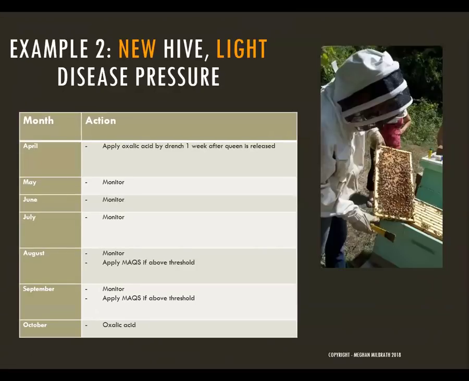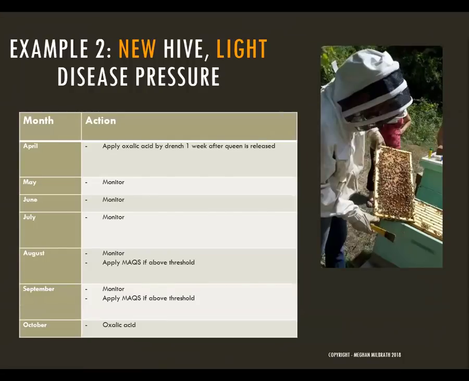Okay, let's say we have light disease pressure, though, and it's a brand new package. We could do the same thing where we apply an oxalic acid by drench a week after the queen is released. So we start off the same. We monitor. And if we ever get high above threshold, then we have the Mite Away Quick Strips.